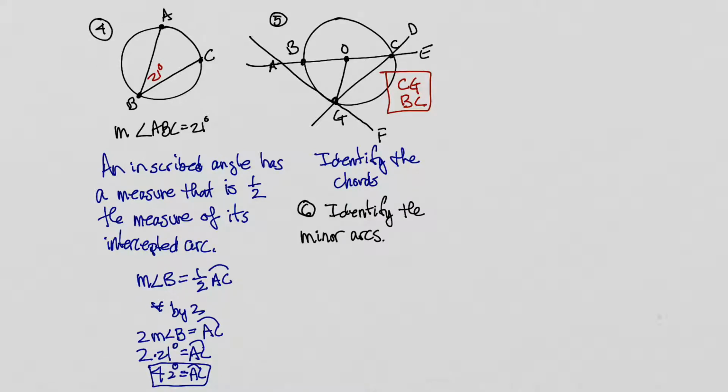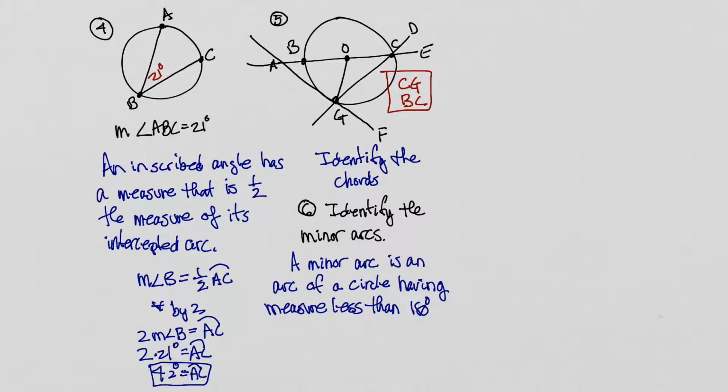Now, using the same picture that we had back in number 5, what we want to do is identify the minor arcs. So here's a definition of a minor arc. A minor arc of a circle is an arc that has measure less than 180 degrees.